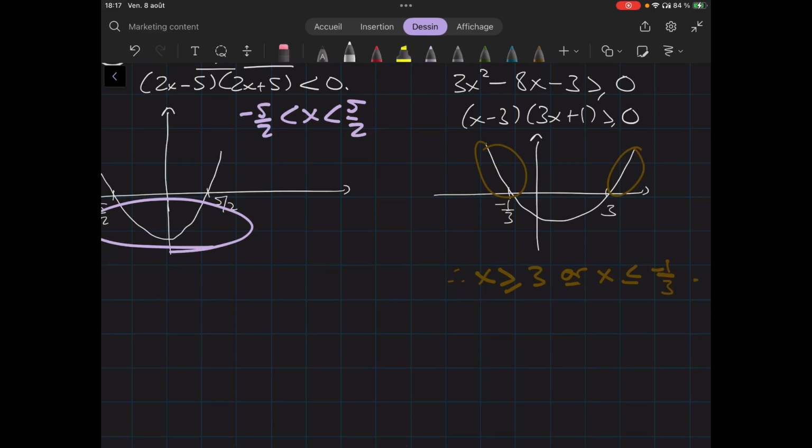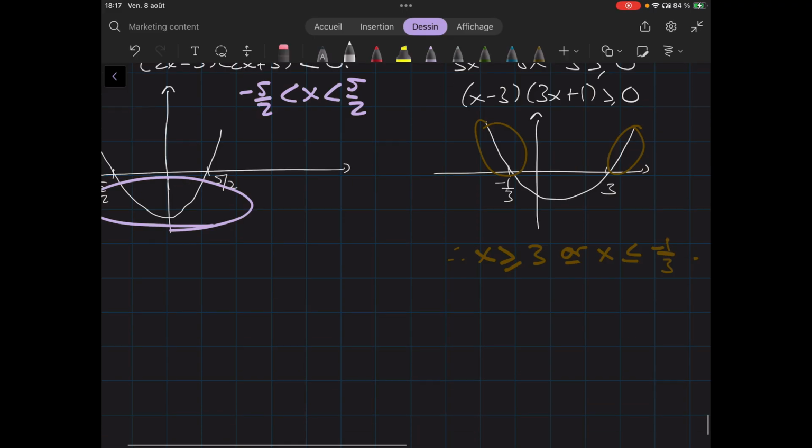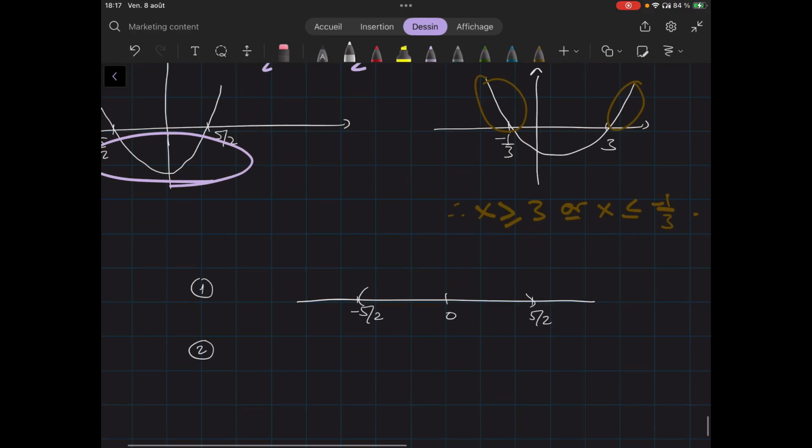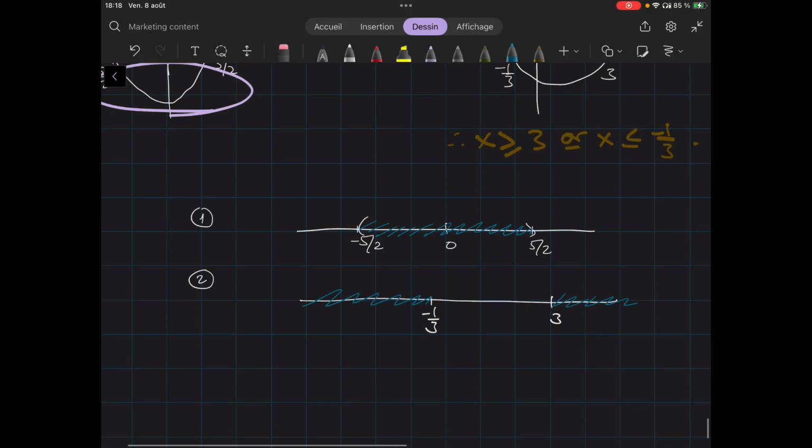Now let's represent these guys on a number line. For the first inequality, we know that it is true between negative 5/2 and 5/2 exclusively. For the second inequality, we know that it holds true for x greater than 3 or x less than negative 1/3. So for the first one, this is the solution set. For the second one, this is the solution set. And now we want to find the intersection of the two. What values of x would satisfy both inequalities?